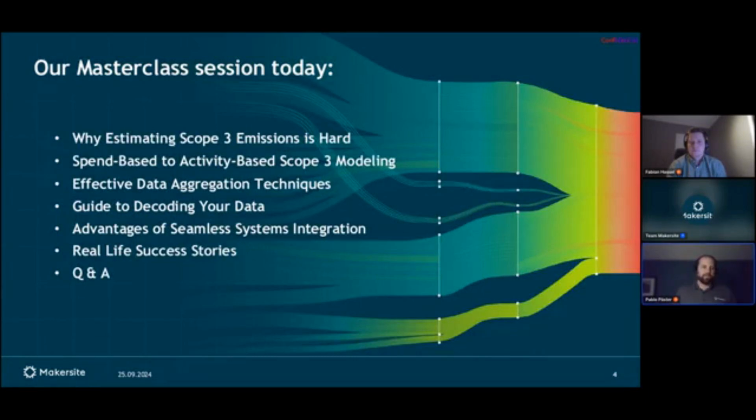So first, I'll be taking us through why estimating Scope 3 emissions is hard. And then we'll get into spend-based versus activity-based Scope 3 modeling. And then we'll hand it over to Fabian to talk about effective data aggregation techniques, decoding your data, seamless integrations, and as promised, some real-life success stories. And then finally, we'll wrap it up with some Q&A to get to hear all of your great questions.